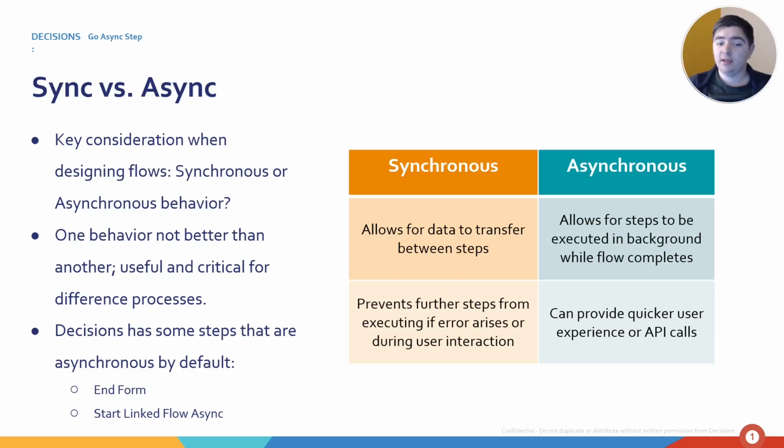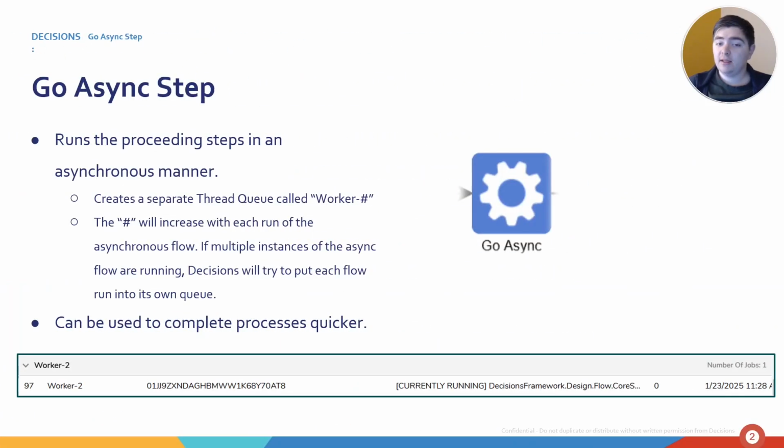So now, let's get into the Go Async step. What this step does is it allows for any steps after this step to be run in an asynchronous fashion. How this step works is it runs all the rest of your proceeding steps after the Go Async step on a separate worker queue in the thread jobs. This completes in the background so that users are not left waiting on this to complete before the end of an API call or the end of a step that's taking a while but just has a data upload, so you don't need the data afterward.